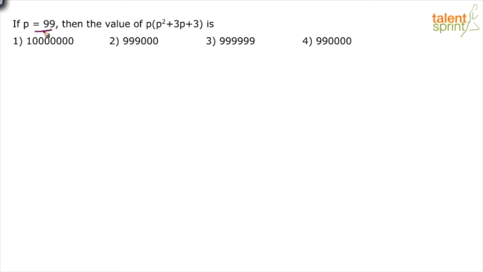What does it say? If P is equal to 99, then find the value of P into P squared plus 3P plus 3. Now in one way, very easy. The value of P is given. You just have to substitute it here and get the answer.